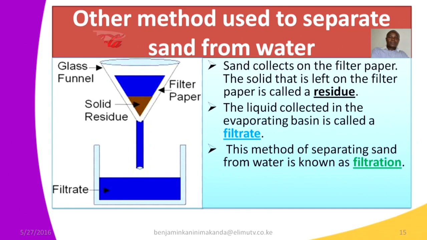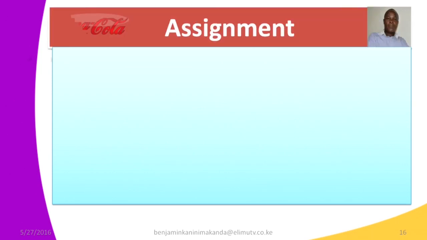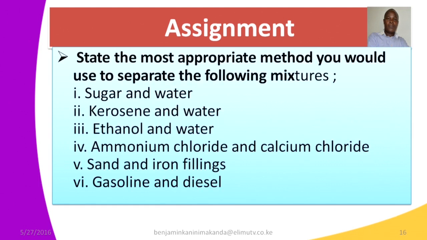On top of what I've just given you as part of your assignment, this is another assignment that you'll attempt for me. State the most appropriate method you would use to separate the following mixtures. The first one is sugar and water. When you mix sugar and water, which method are you going to use? Then the other one is kerosene and water, number 2. Number 3, ethanol and water.